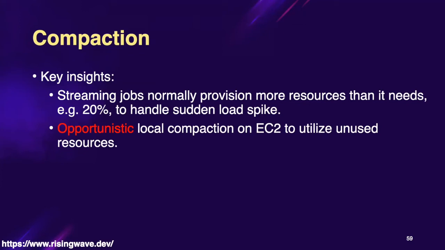The key insight we have is that, first of all, streaming jobs normally provision more resources than they need, right? To handle sudden load spikes, sometimes we just have a huge amount of data coming into the system because, let's say, you hold some event on your website, right? So we normally would have more resources than it really needs during normal times. So we can use these over-reserved resources for compaction, right? So we can trigger opportunistic local compaction on computation instances to utilize these unused resources.